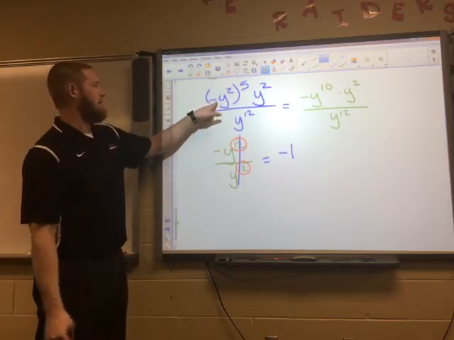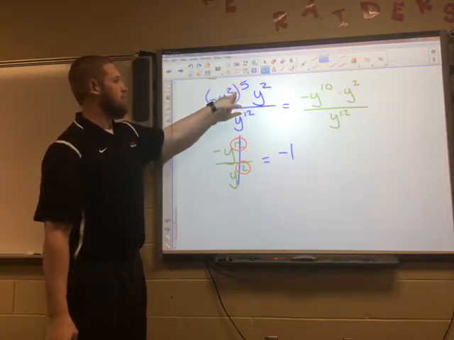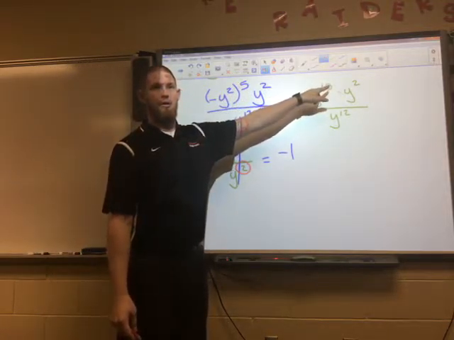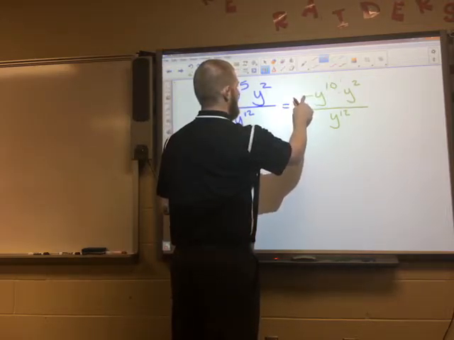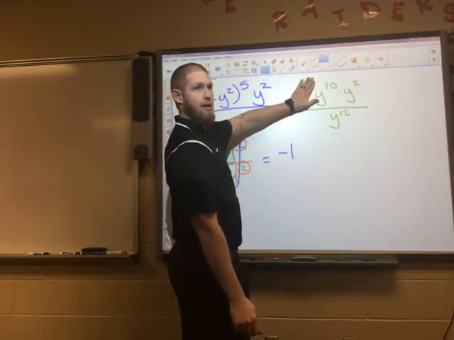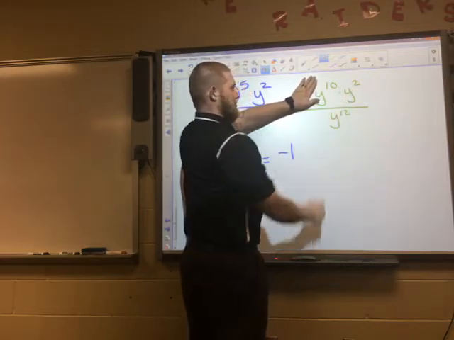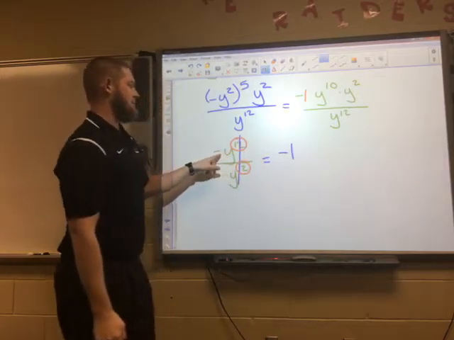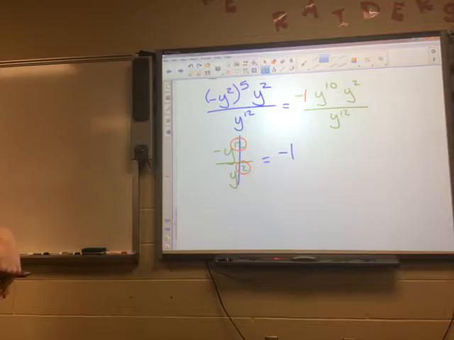That was from the beginning. So it came from, I had negative y squared, and then I distributed my 5, so I got negative y to the 10th. Just remember that this is like a negative 1y. So that negative is separate. Then you do this: 10 plus 2, since we're multiplying, gives you 12. So that's how I got my negative y to the 12th. Good there? Okay. Now, obviously, are they going to continue to get a little harder? Yeah, there's going to continue to be more steps.